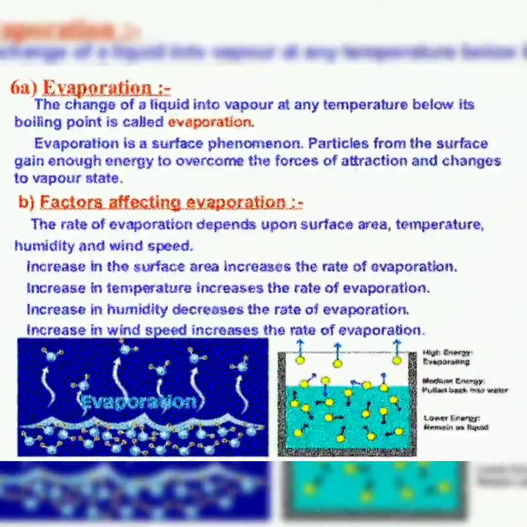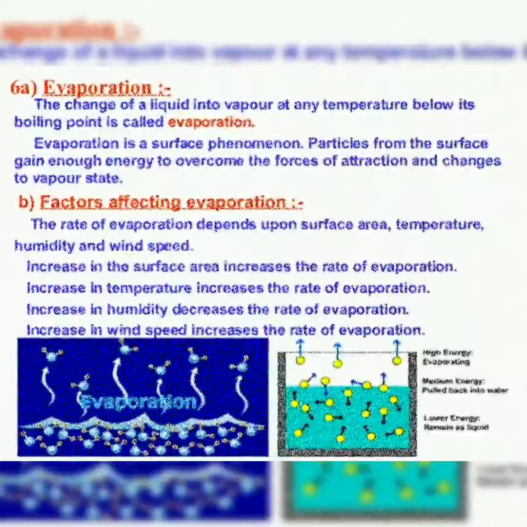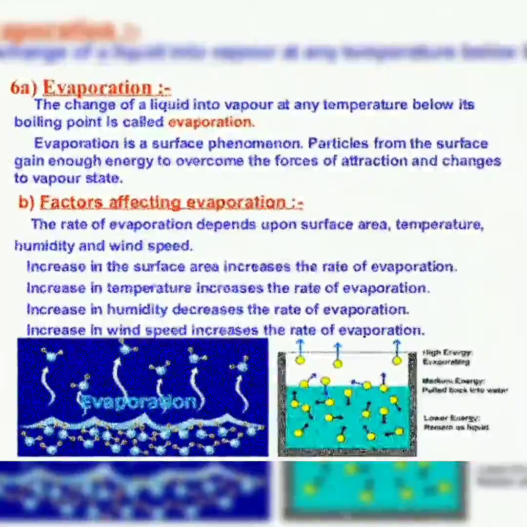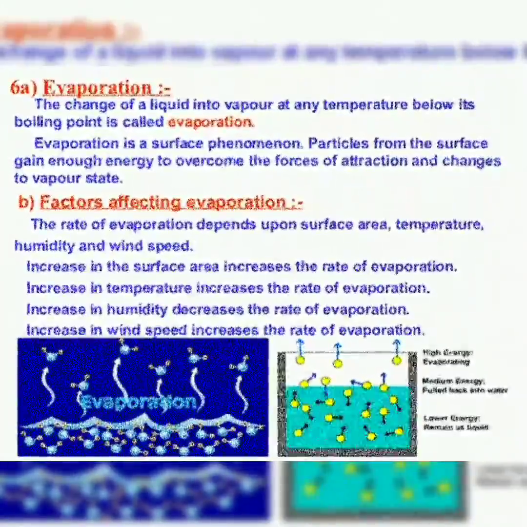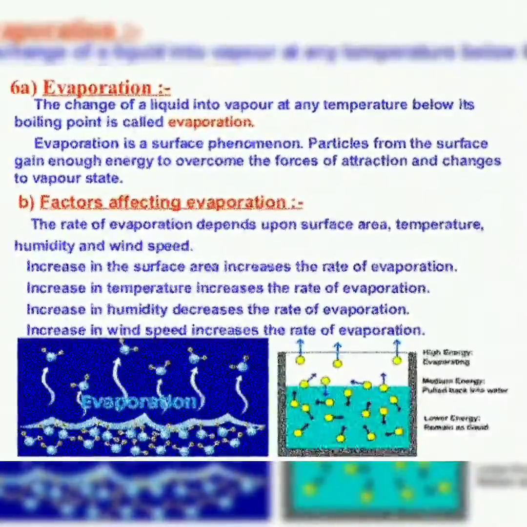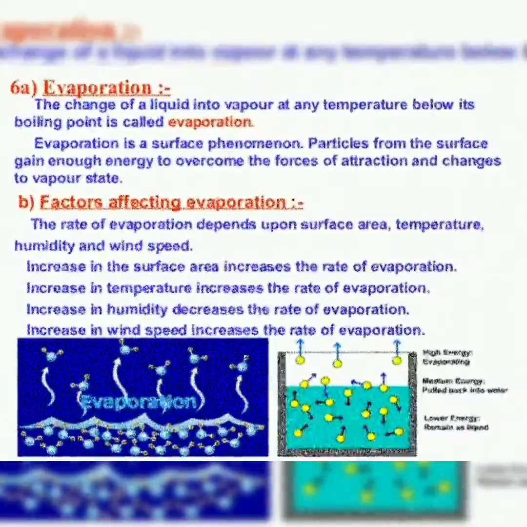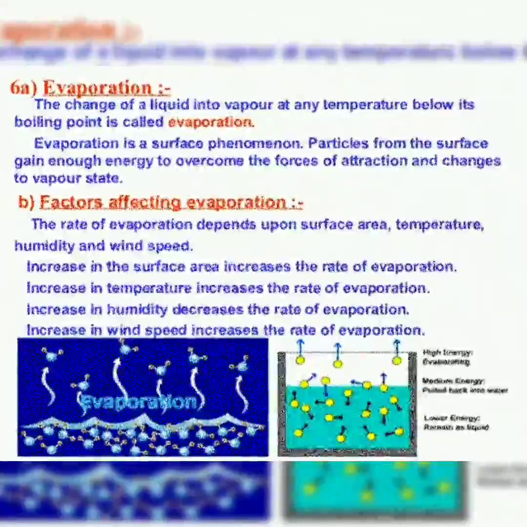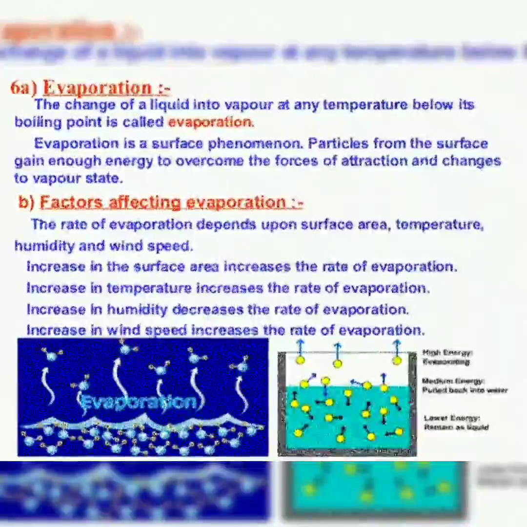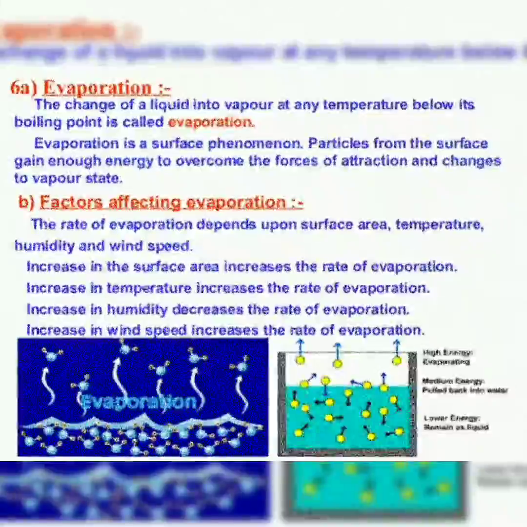Now next topic is evaporation. The change of a liquid into vapor at any temperature below its boiling point is called evaporation. Evaporation is a surface phenomenon. Particles from the surface gain enough energy to overcome the force of attraction and change to vapor state. The important factors affecting evaporation are as follows. Increase in surface area increases the rate of evaporation. Increase in temperature increases the rate of evaporation. Increase in humidity decreases the rate of evaporation. Increase in wind speed also increases the rate of evaporation.